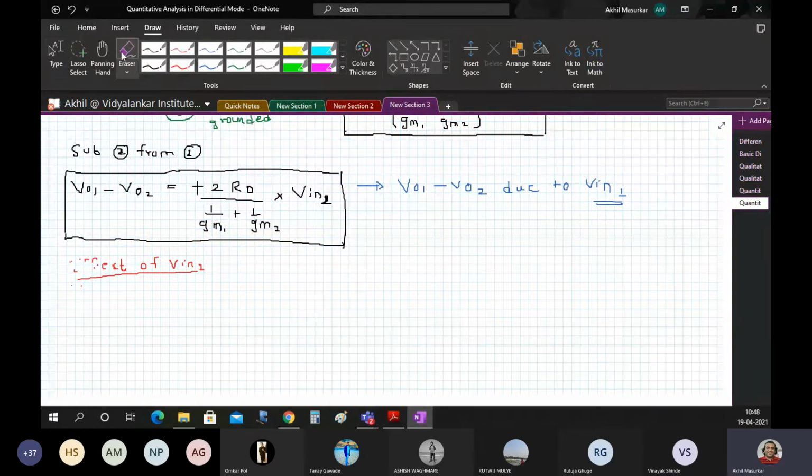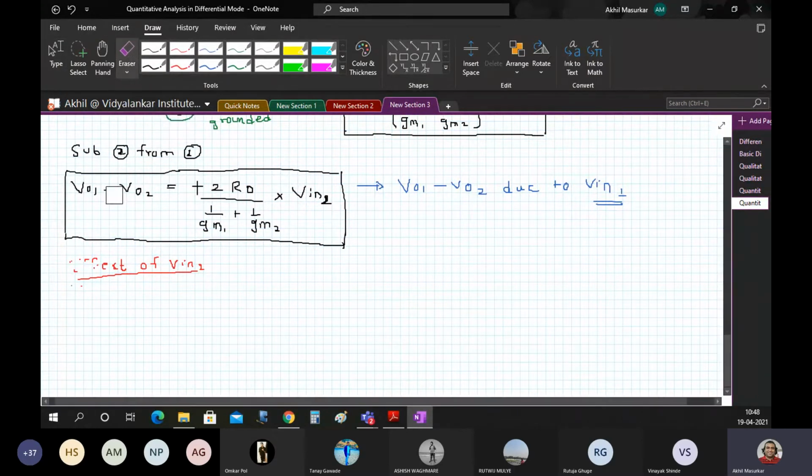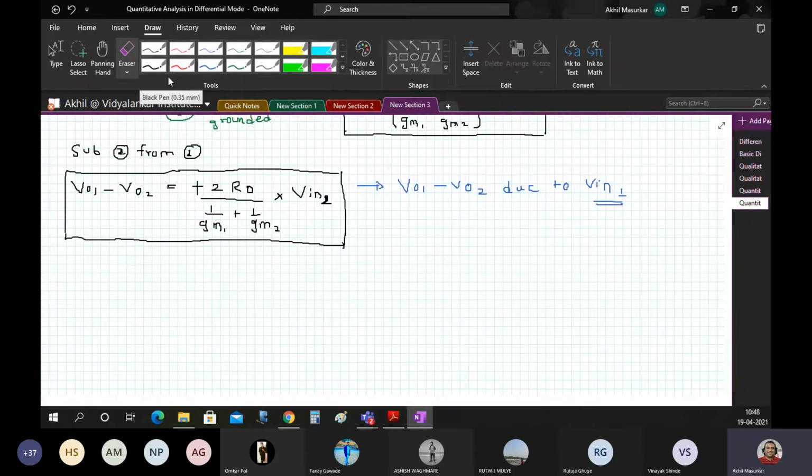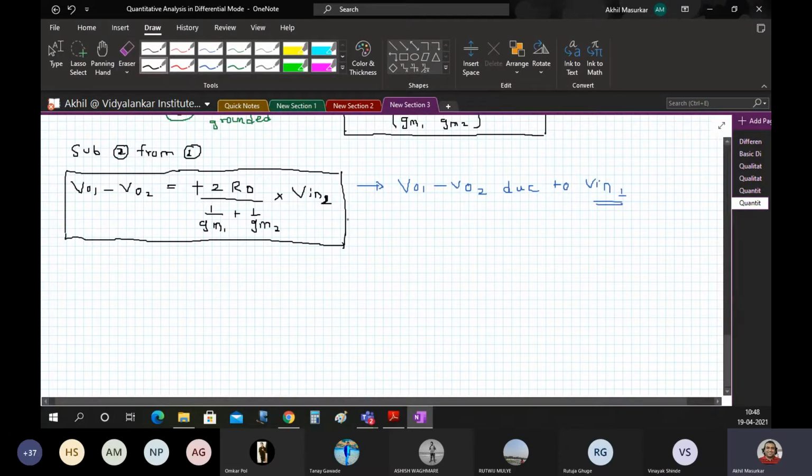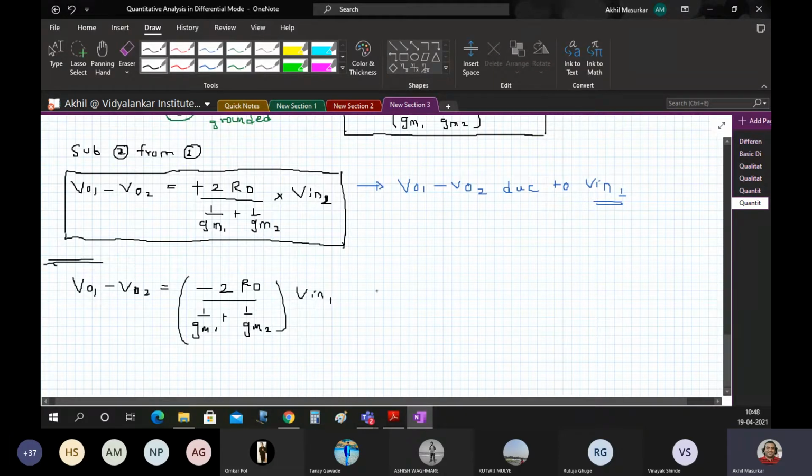From these two analyses, we use the superposition theorem, and what we did is we calculated V01 minus V02 due to V in 1, and we want to now calculate V01 minus V02 due to V in 2. So if you look at this, first we have V01 minus V02 is equal to minus 2 RD upon 1 by GM1 plus 1 by GM2, this entire thing into V in 1. This is equation number 1.